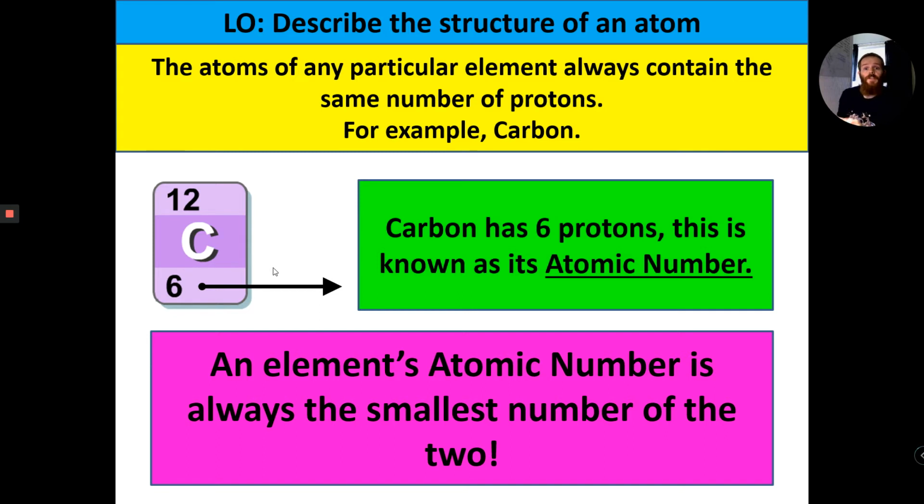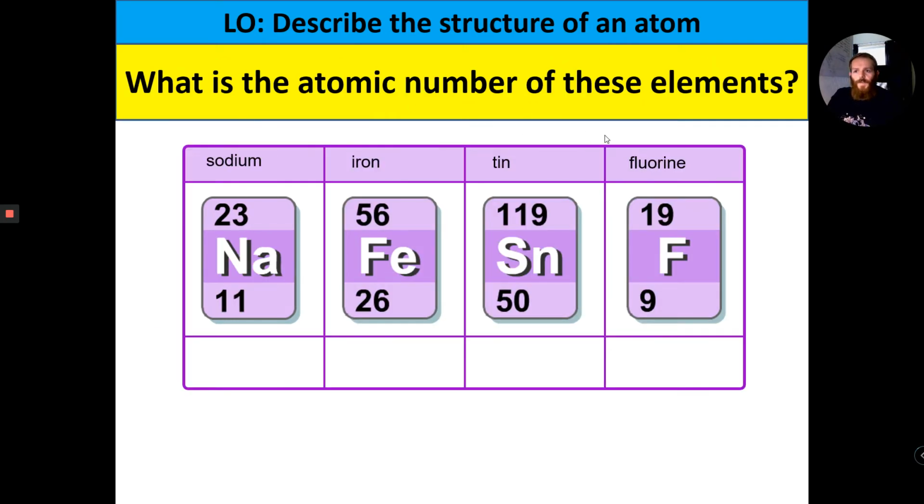And if you wanted to, you could have a look at the periodic table and find something that's got an atomic number of 5, and you'll figure out what it is that you've just made. If you were to add protons to something, you'd end up again with a different element. So the number of protons basically determines what that element is. What's the atomic number of these elements then?